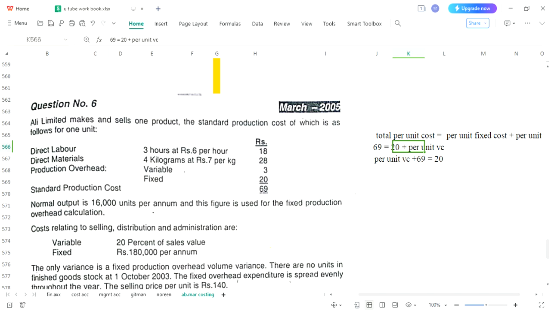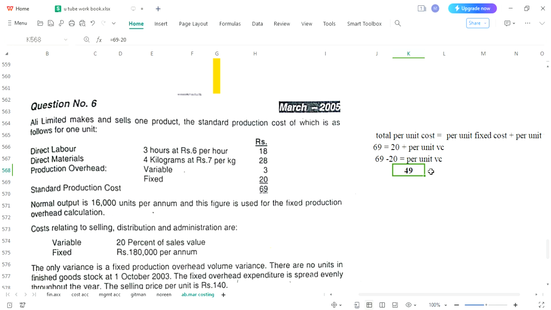We have taken per unit. Instead of this, let's take this 20 to the opposite side. At opposite side 69 is already present, and what you will do, 20 is added over here. If you will take it to the left side, it would be subtracted, and what would be left on right side? Per unit VC. 69 would be used to subtract 20 from it. So this would be your per unit variable cost.